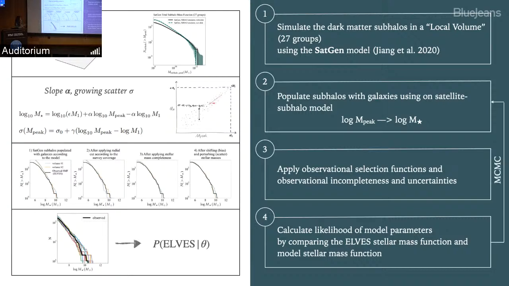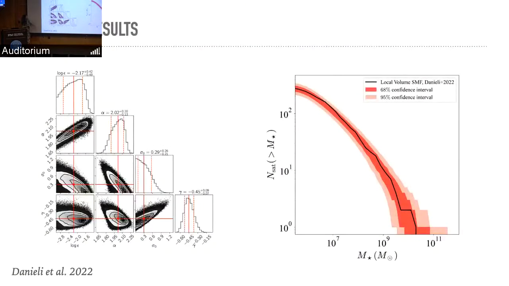And then we do MCMC and we infer the parameters. Okay, so this is not super interesting, but this is how the posterior on the parameters of the model look like, for those of you who are used to looking at these parameters. But more interestingly, more important is that the black curve is our observed local volume stellar mass function. And these are the posteriors from the 1 sigma and 2 sigma confidence intervals.